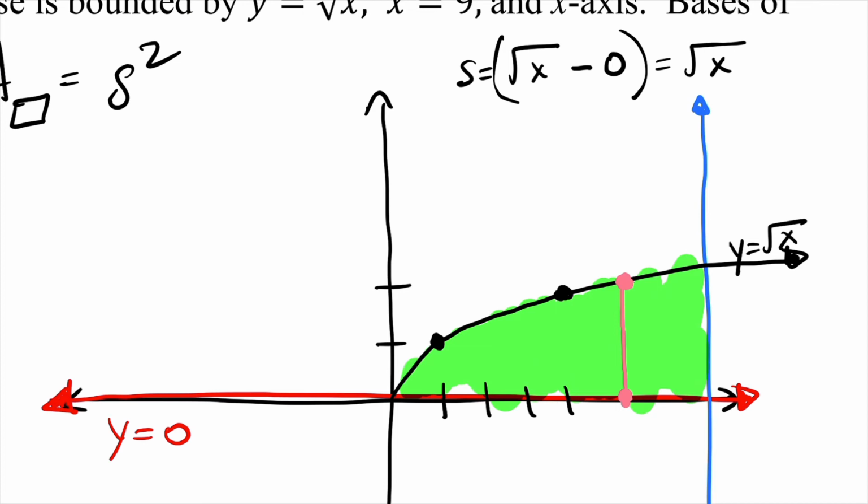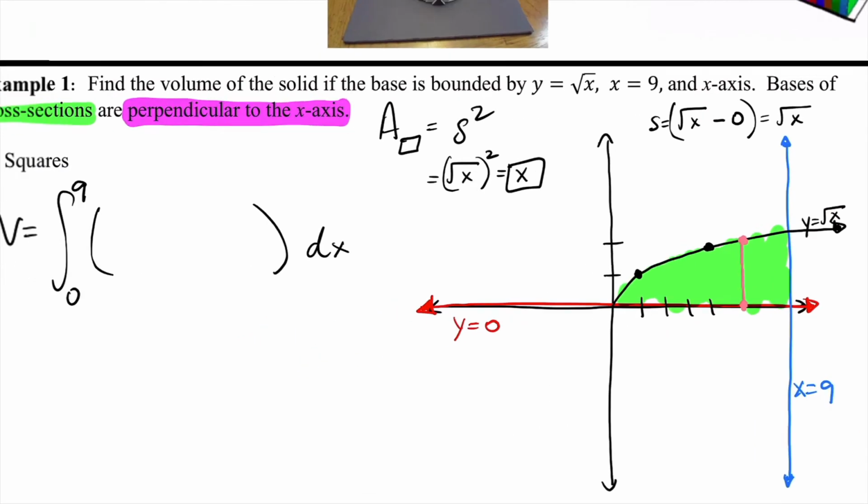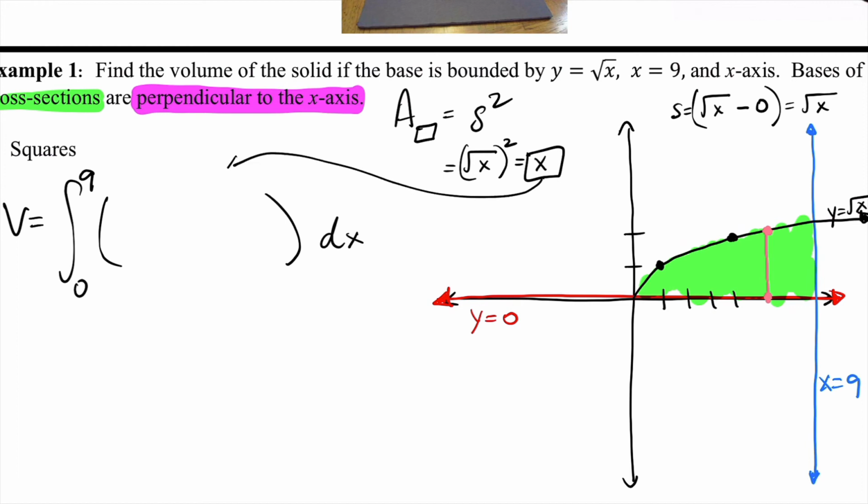So if I want to find area, I'm going to square that. Square root of x squared is just x. So the area of one of those squares is just x. So now I'm going to take that over here and put that right there.